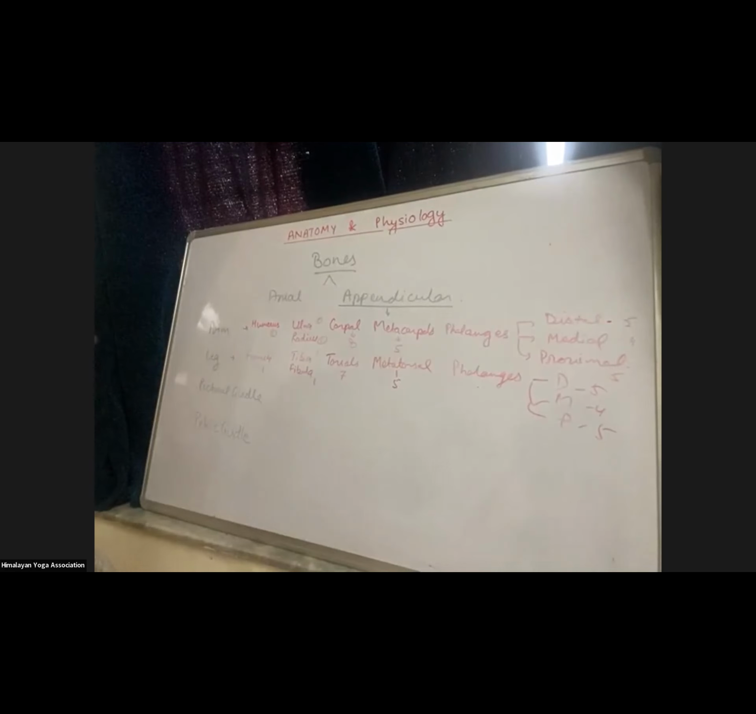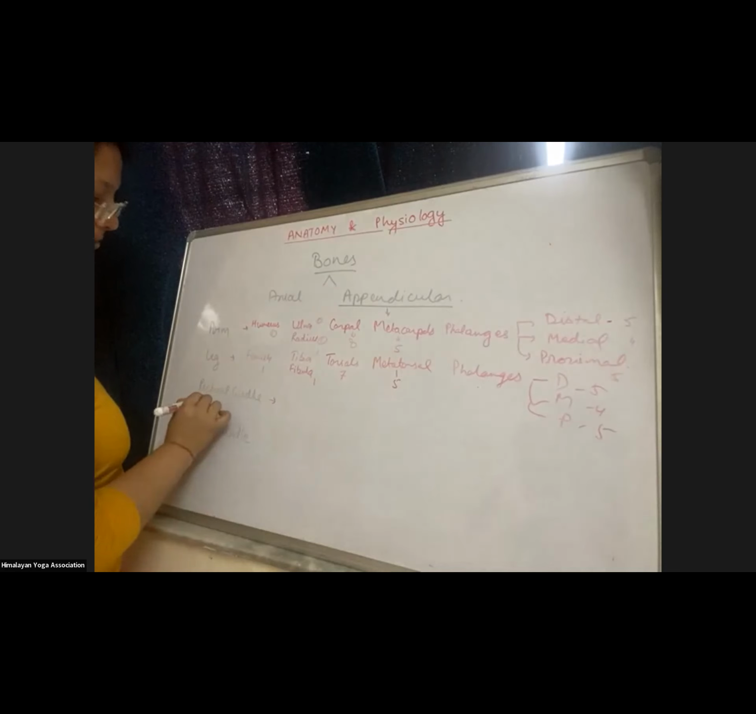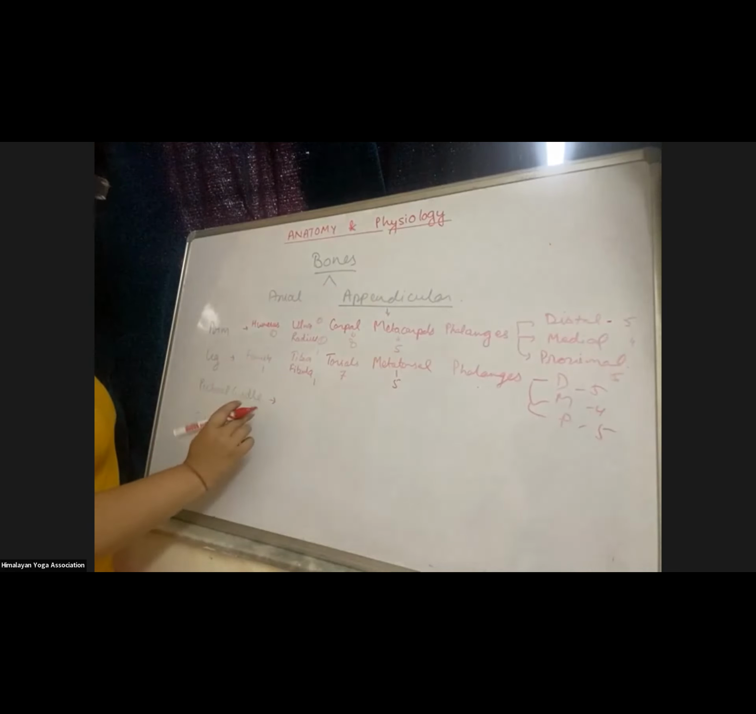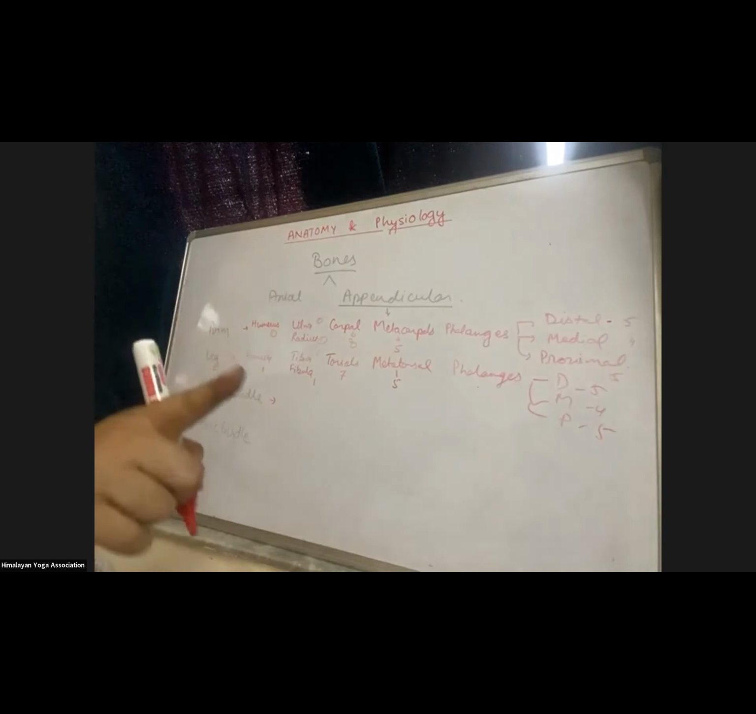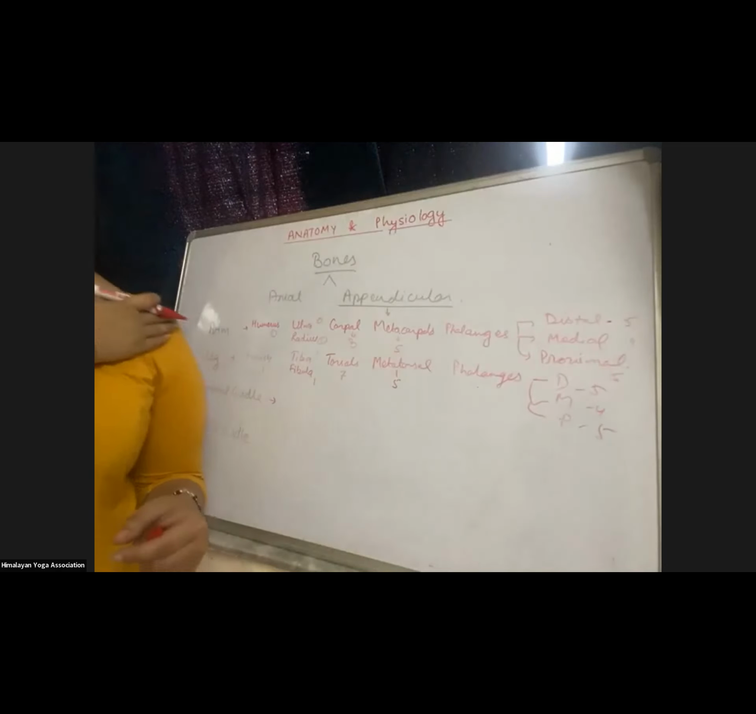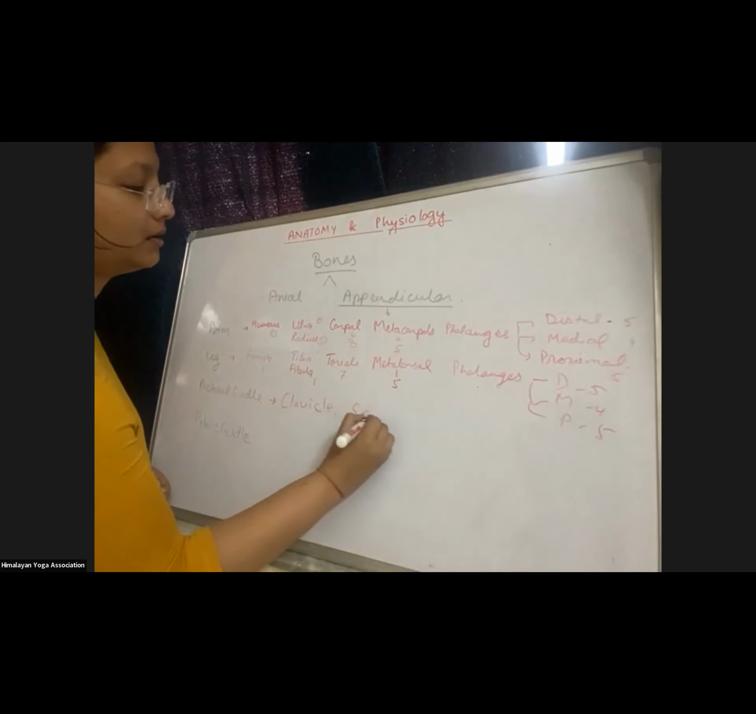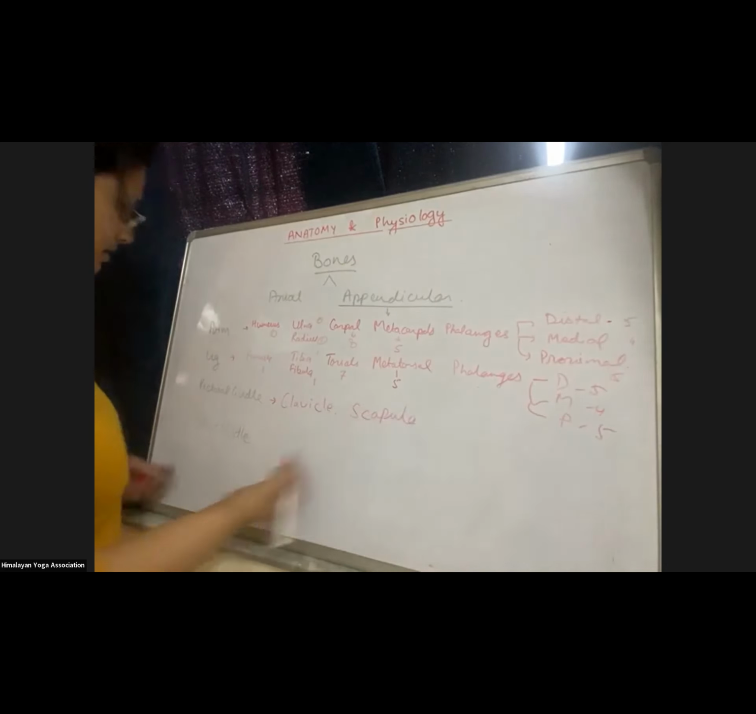Okay. So now we have pectoral girdle. Bones of pectoral girdle. Tell me the bones. Sternum. No. Sternum we have covered in thoracic cage. Pectoral girdle. Oh, clavicle and scapula. Yes. This is the pectoral girdle. And pelvic girdle.